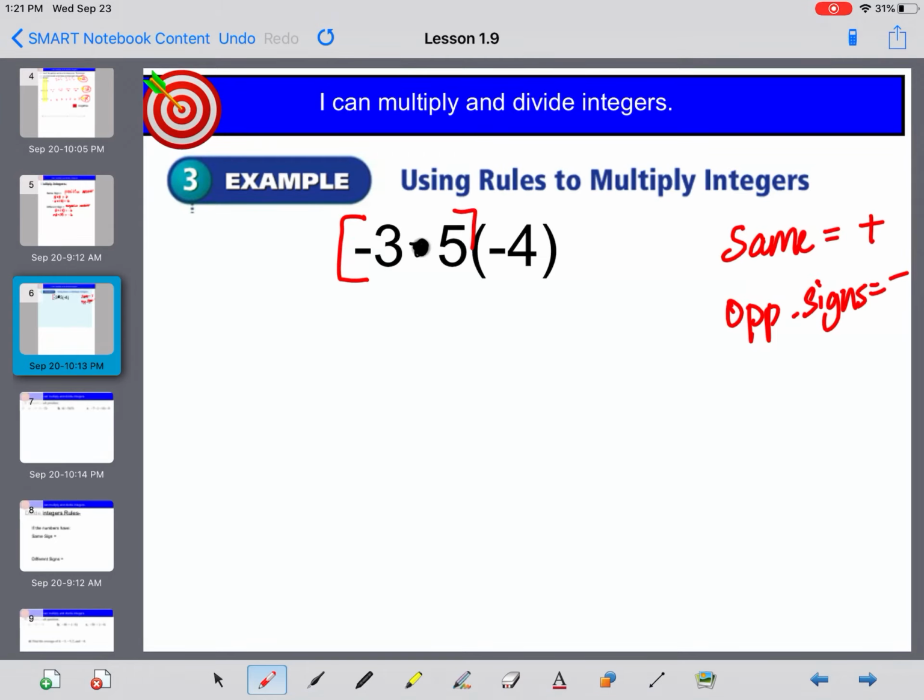So starting here, -3 times 5. Well, -3 is negative and 5 is positive. They have different signs. My answer will be negative. 5 times 3 is 15. -15 times -4. -15 is negative, -4 is negative. The sign of my answer is positive. You do not have to write the plus sign. I'm just doing so for you while we're just learning it. But any number without a sign is assumed to be positive. 15 times 4 is 60.